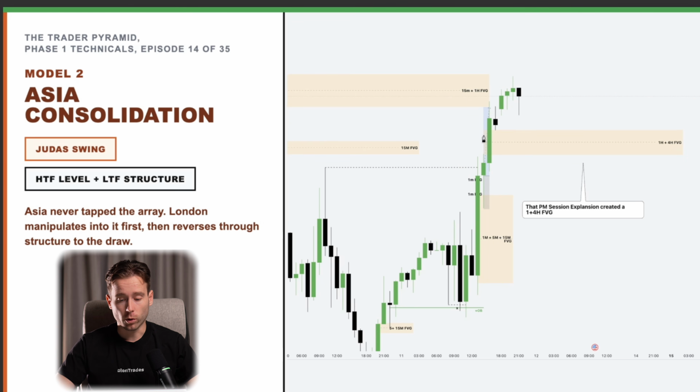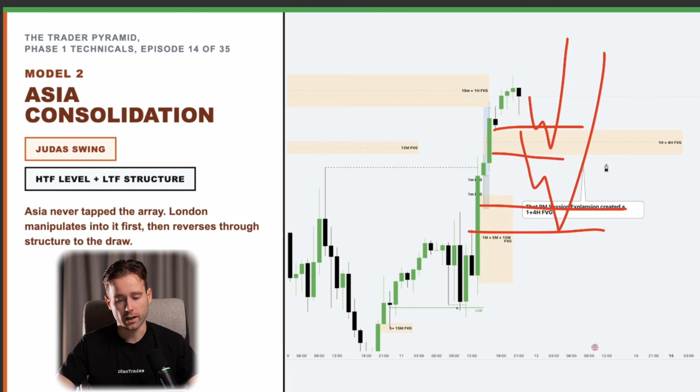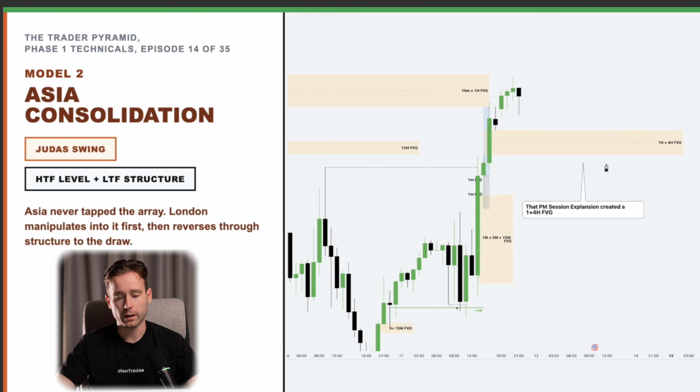What we're basically waiting for is we have a fair value gap here. There's also a small fair value gap right here. We just wait for price to trade into here and go higher, or trade into here and go higher. Both is good. We just wait on a lower time frame for the structure. Those are the key levels for the London session right now for the Asia consolidation model.